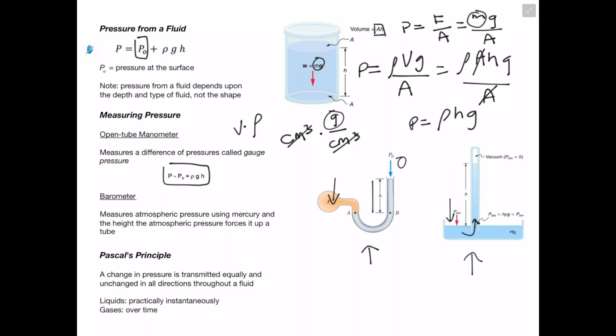And then lastly on this slide, let's talk about Pascal's principle, which states that a change in pressure is transmitted equally and unchanged in all directions throughout a fluid.